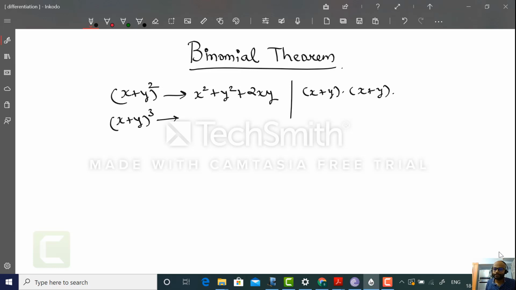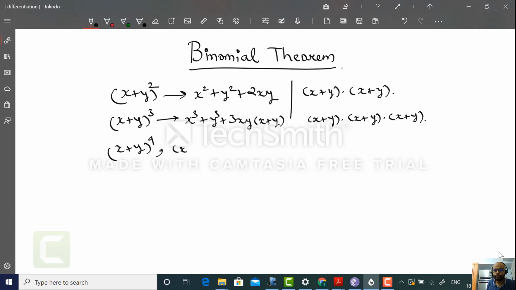Still, most students have learned this formula. They know this is x cube plus y cube plus 3xy into x plus y. And this also you can find by multiplying x plus y with x plus y and x plus y again, which is 3 times. Okay, but will you be doing this if I had asked you x plus y to the power of 4 or x plus y to the power of 6?